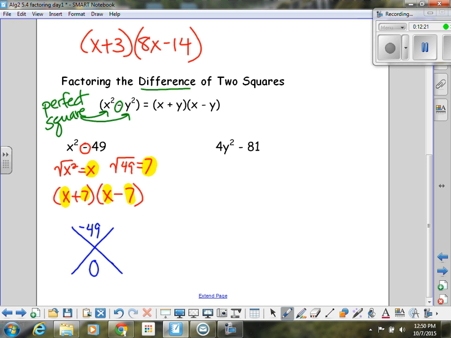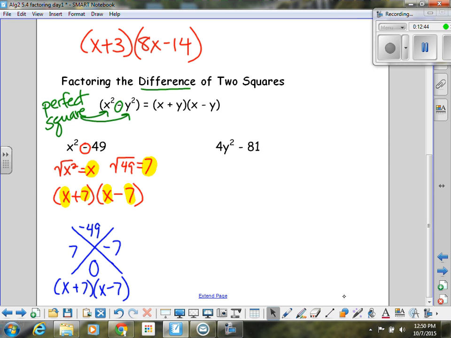So we had a few of these. So if I were to do that, then I would have positive 7 and negative 7. Those multiply to give me negative 49, and they add to give me 0. So that's why I'm doing x plus 7 and x minus 7. Okay, that's where that rule comes from. It's really just a special case of what we were doing last class.